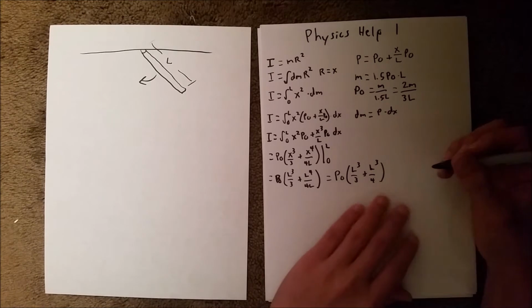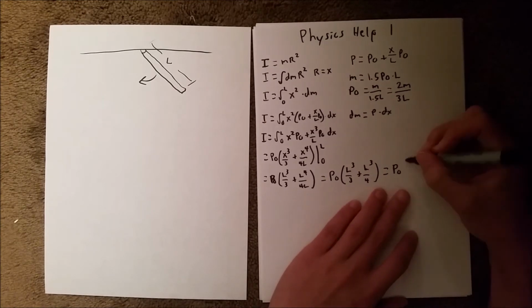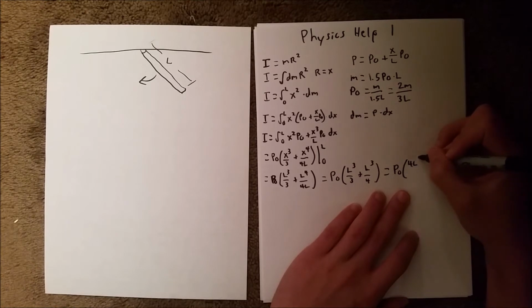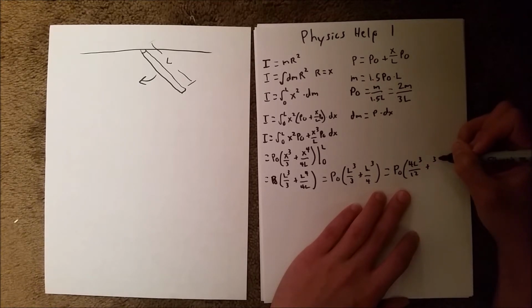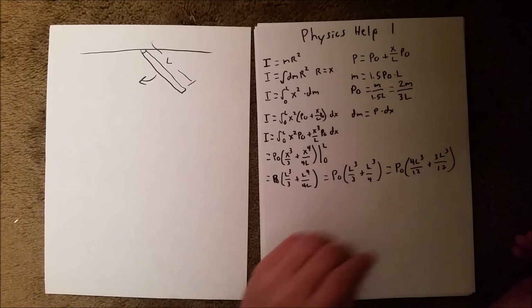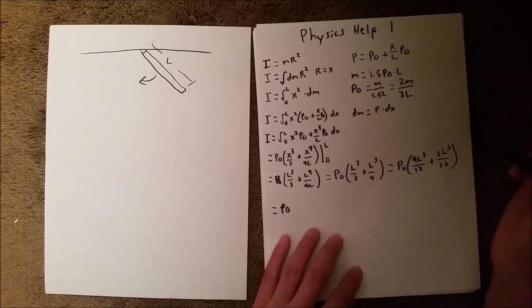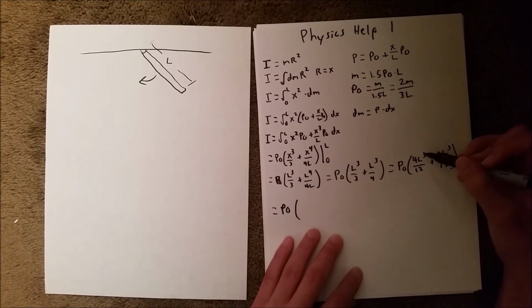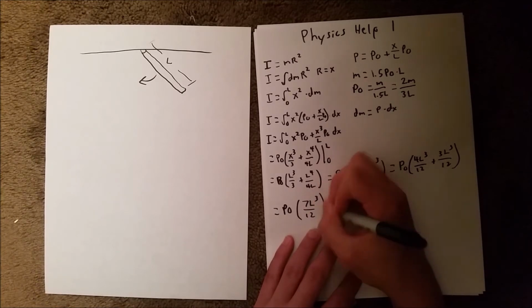which we can then, if we find a common denominator, which is going to be 12, we get 4L to the third over 12 plus 3L to the third over 12. And when we add those together, we get rho 0 times 7L to the third over 12.